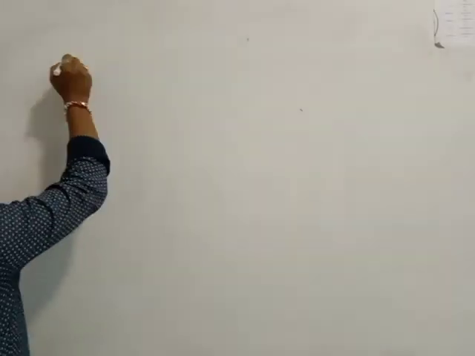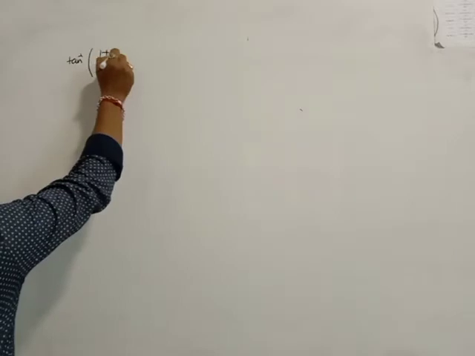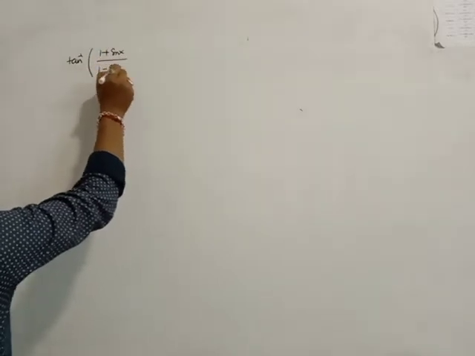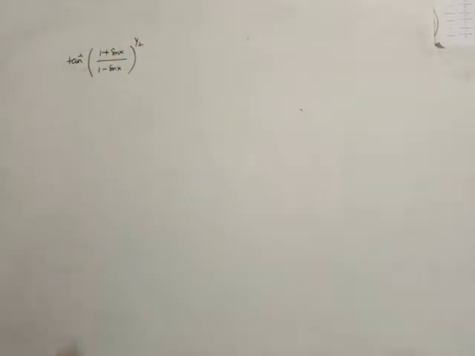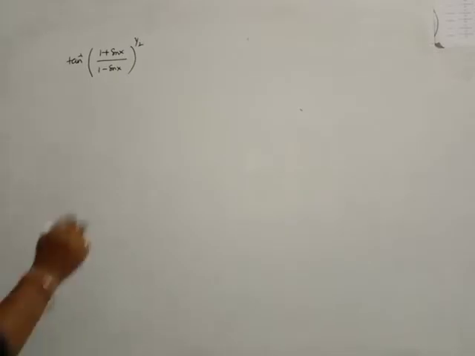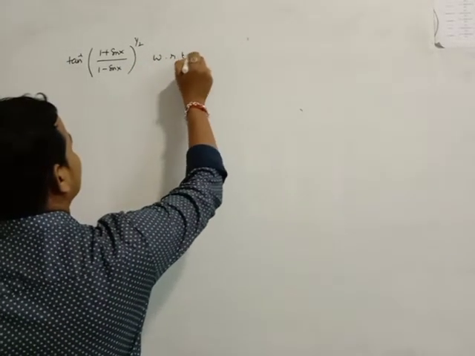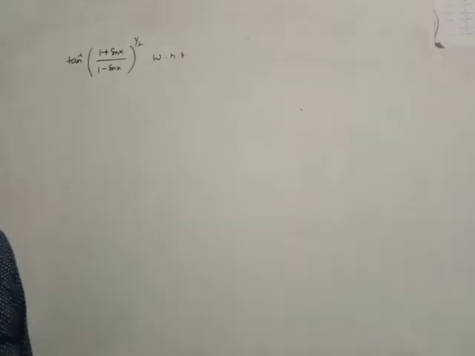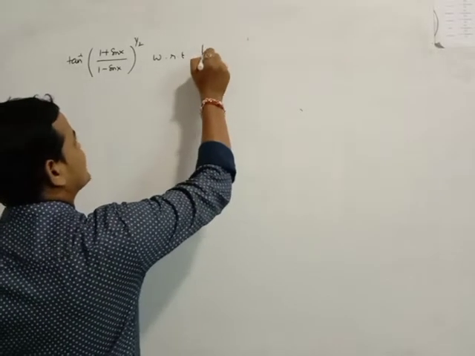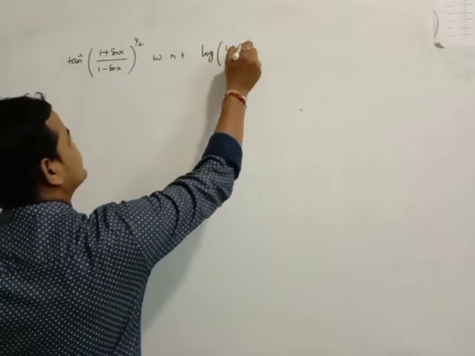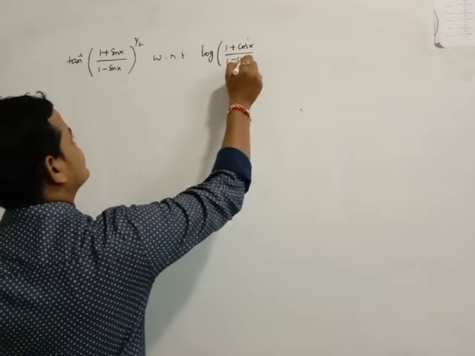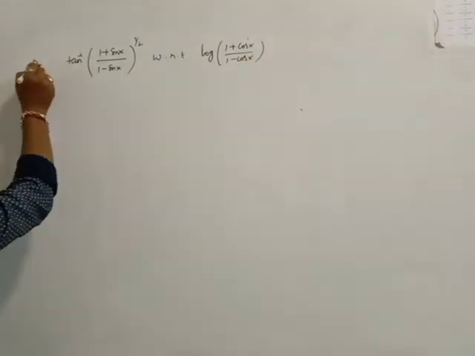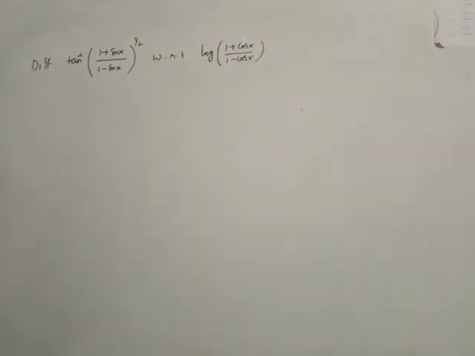Next, differentiate tan inverse of (1 plus sin x by 1 minus sin x) whole to the power of 1 by 2 with respect to log of (1 plus cos x by 1 minus cos x). This is also one of the problems. Say, solution.